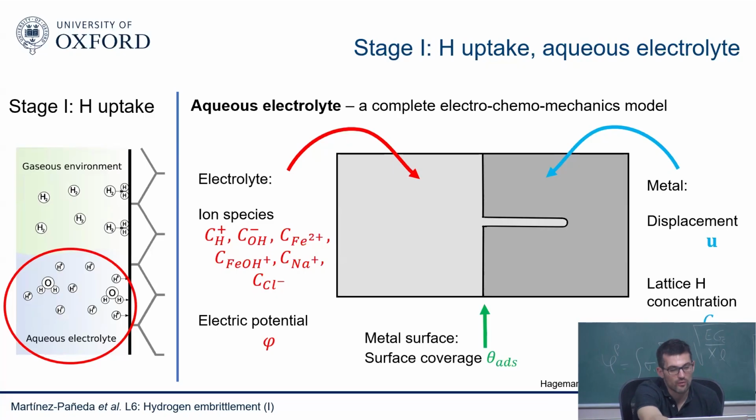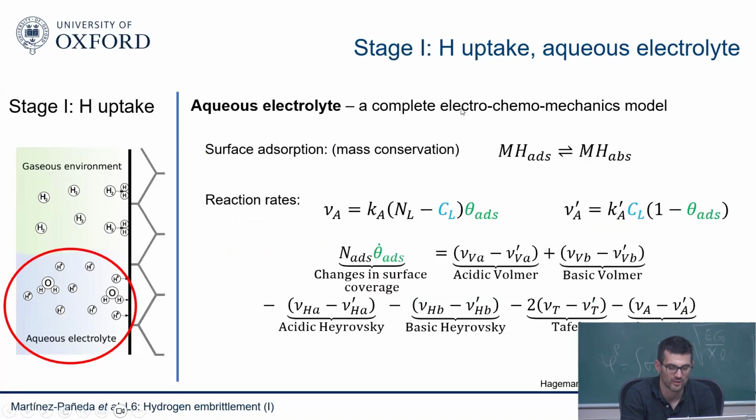Each of these has nodal degrees of freedom. The battery people talk about one ionic species, lithium. Here you have many ionic species, plus electric potential, plus the surface coverage, plus displacement, hydrogen concentration, and fracture if you want. So this is how it looks.